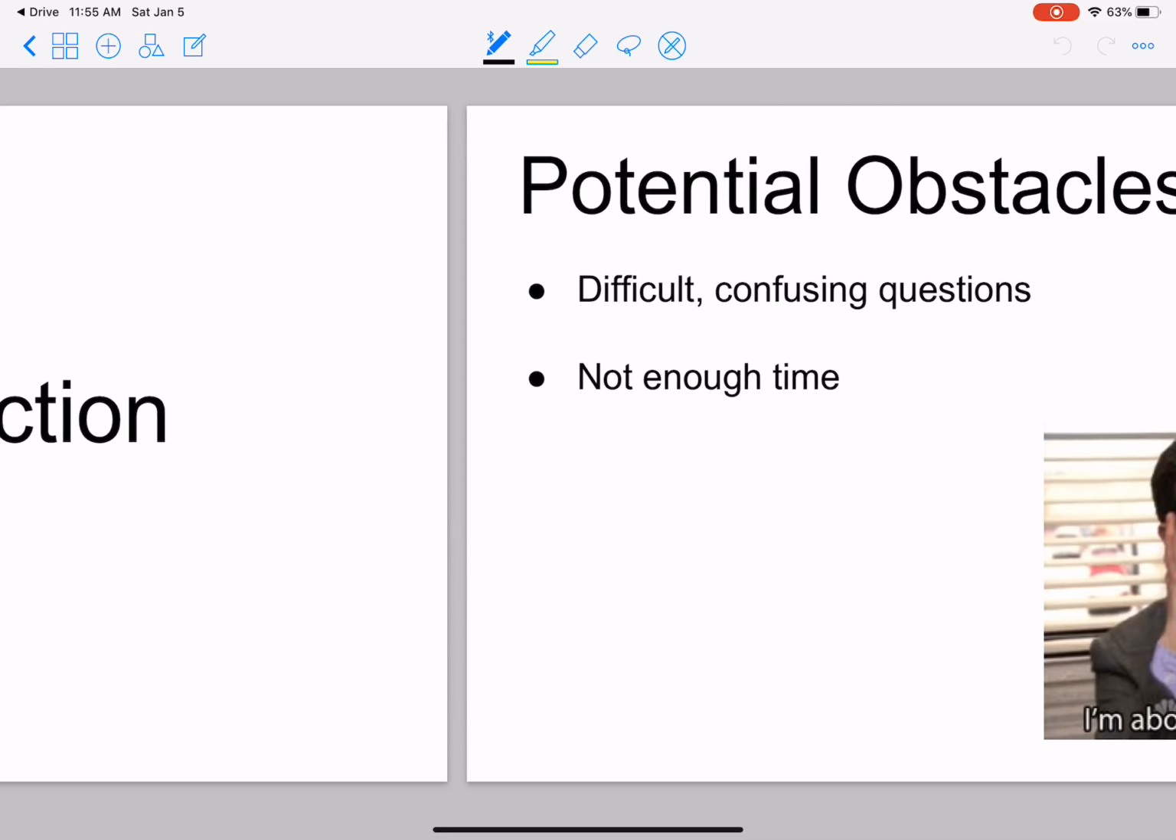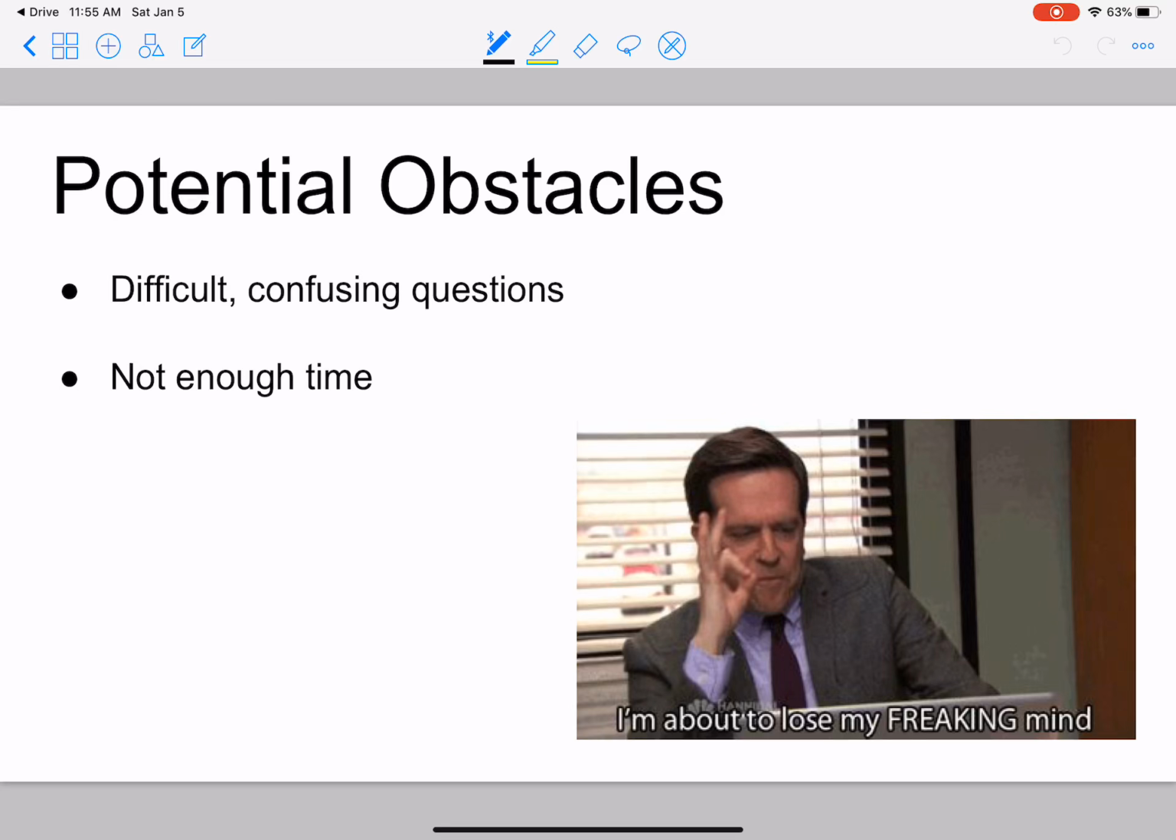Okay. So some potential obstacles that I've heard about the reading section from people and that I experienced myself was that the reading section especially was really difficult because they had confusing questions. A lot of people would tell me that their biggest issue is that they didn't understand what the question was asking because they were just confused about it. It was confusing, and I experienced that myself as well. And then also not having enough time.